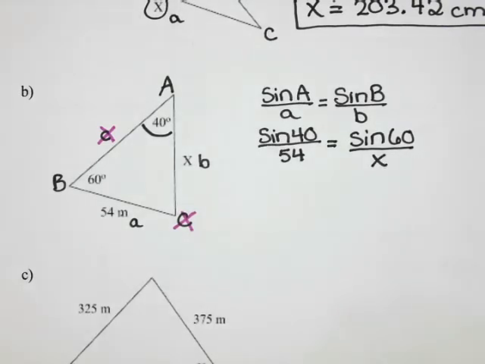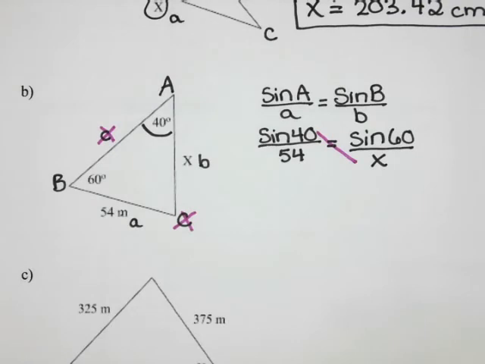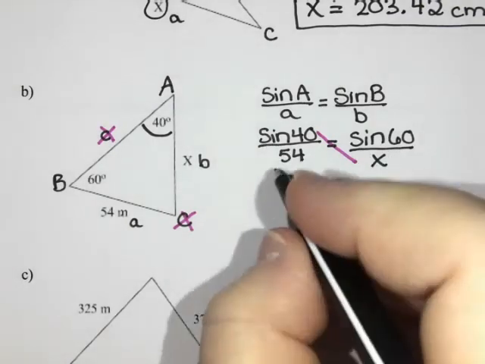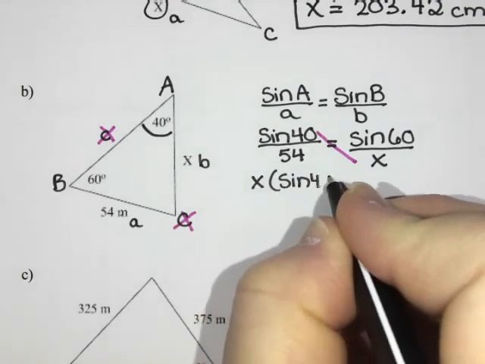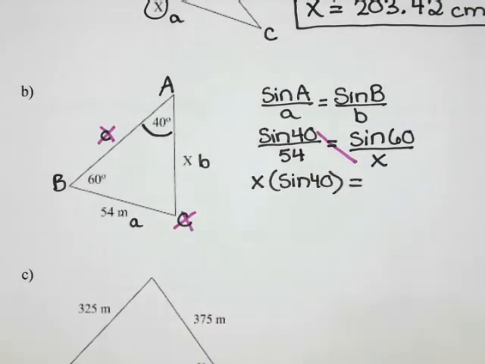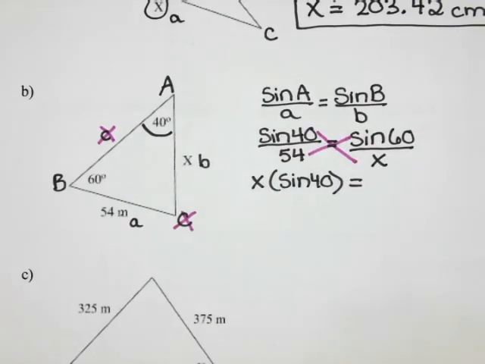Now from here, I don't really like that I have fractions or that x is in the denominator, so my next step is going to be to cross multiply. So I'm going to multiply x times sine of 40, and then multiply 54 times sine of 60.